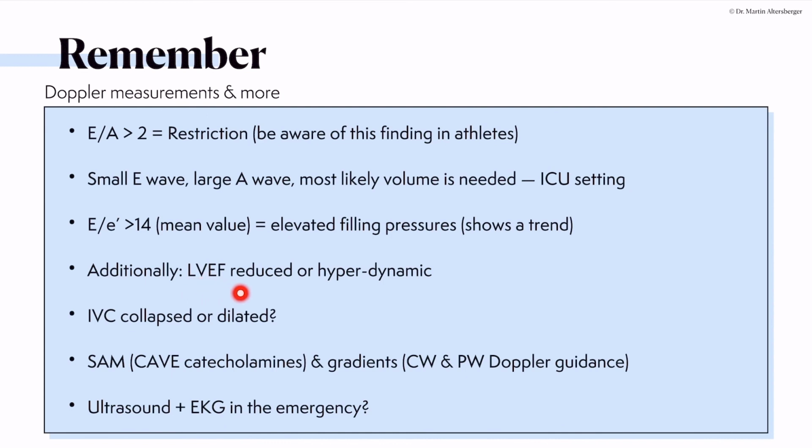Additionally, you can look at left ventricular ejection fraction. Is it reduced, as we have seen in the patient with coronary artery disease with the huge infarction before, or is it hyperdynamic? The IVC, is it collapsed or dilated? Does it fit the other findings? Is there systolic anterior motion of the mitral valve, which has to lead to a very careful use of catecholamines and volume support for this patient, because catecholamines can even worsen the SAM and the LVOT gradient? You can use the continuous wave Doppler to visualize it and the pulse wave Doppler for guidance to see where actually the problem is originating. Is it truly from the LVOT, or is it interventricular, or is it even in the apical regions?